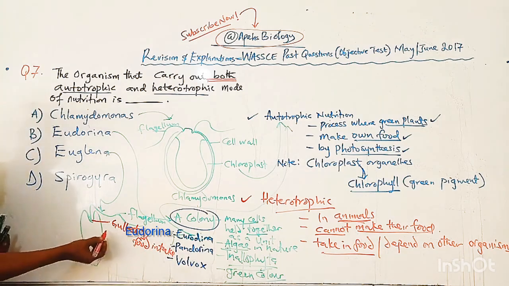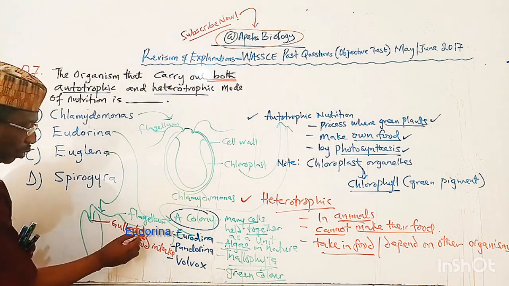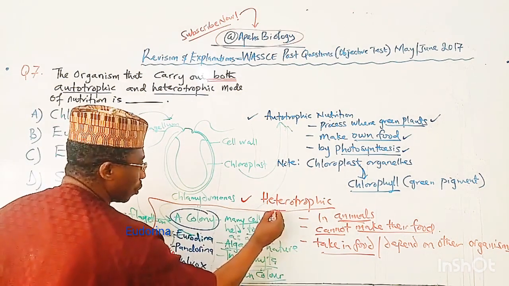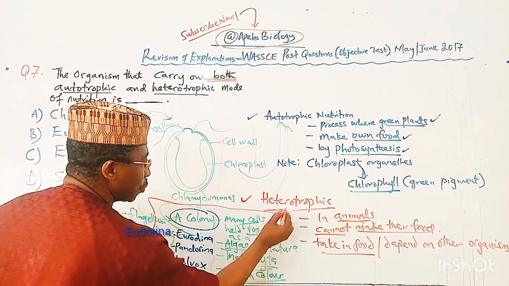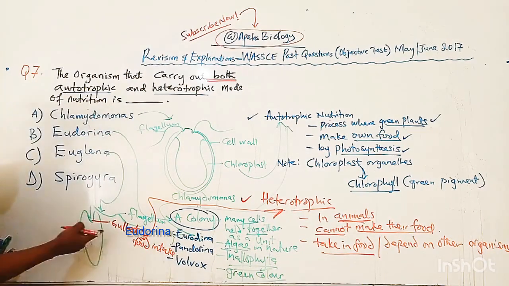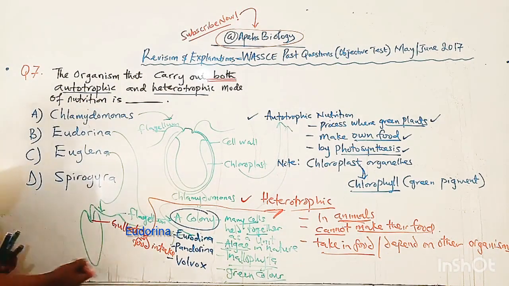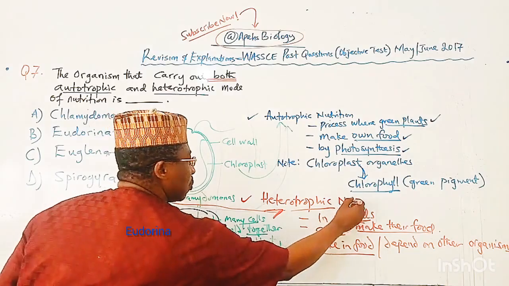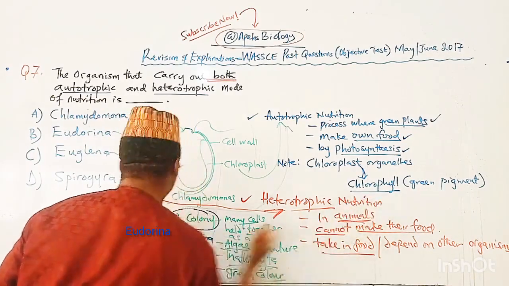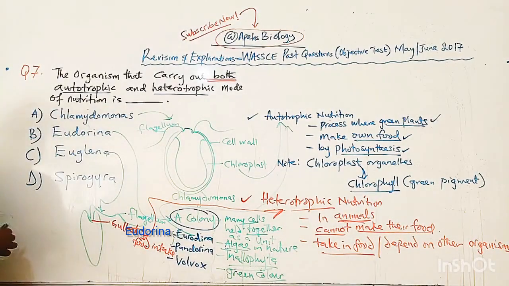Since the gullet is for food intake, definitely this gullet is going to be used for which type of nutrition? It's going to be used for heterotrophic nutrition. So it has the feature of being able to carry out heterotrophic nutrition. Okay? So gullet is connected with heterotrophic nutrition. Let's look at the Euglena again.